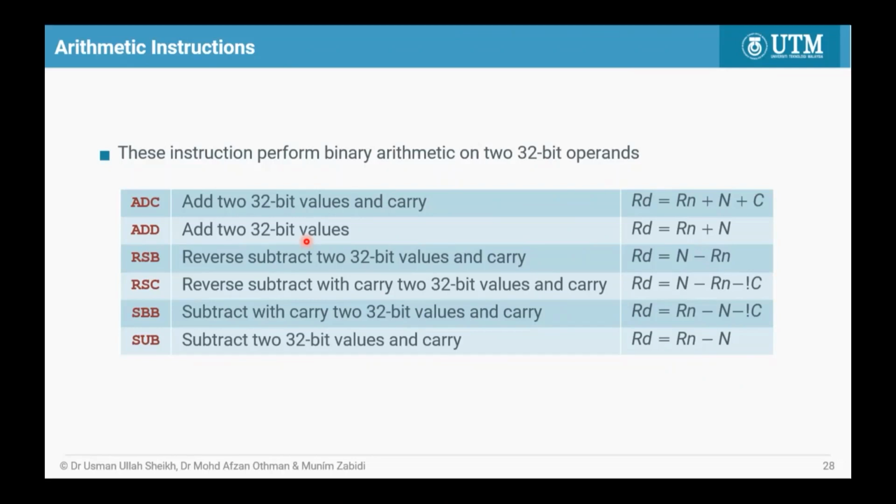And then SBC is a subtract with carry. So this is what happens: Rd equals Rn minus N minus C. Look at these two here: one is a reverse and one is a simple direct subtract. This one is N minus Rn, but this one is Rn minus N. That is the only difference between the RSC and SBC. Either you subtract Rm with Rn or Rn with Rm.